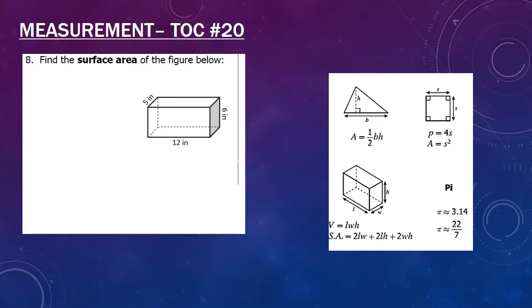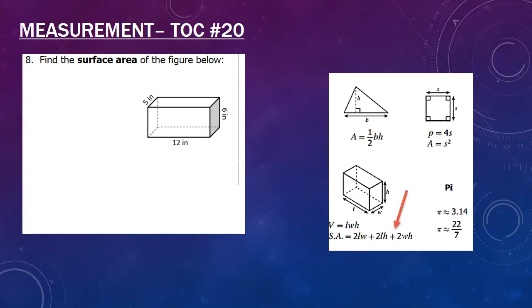Last example, and we're done. Find the surface area of the figure below. And we'll show you this example in class once we get here. You're finding the area of each face of the prism, meaning the front, the back, the sides, and the top and the bottom, and then you're adding them together.